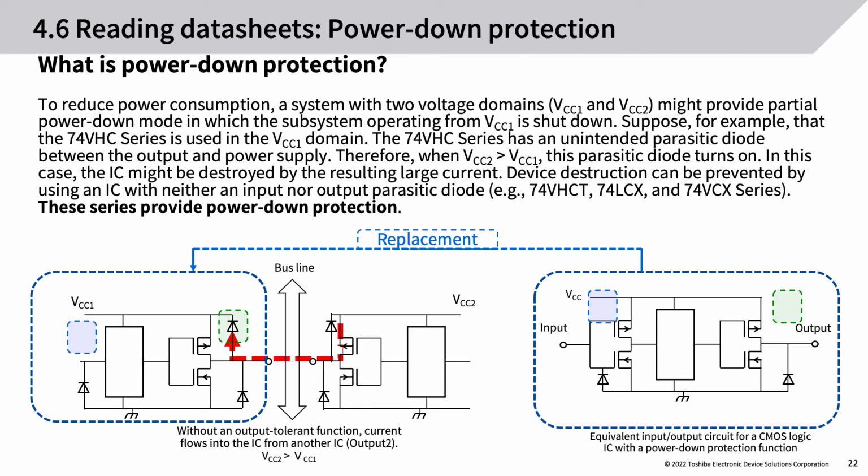Suppose, for example, that the 74VHC series is used in the VCC1 domain. The 74VHC series has an unintended parasitic diode between the output and power supply. Therefore, when VCC2 is greater than VCC1, this parasitic diode turns on. In this case, the IC might be destroyed by the resulting large current. Device destruction can be prevented by using an IC with neither an input nor output parasitic diode, e.g., 74VHCT, 74LCX, and 74VCX series. These series provide power down protection.